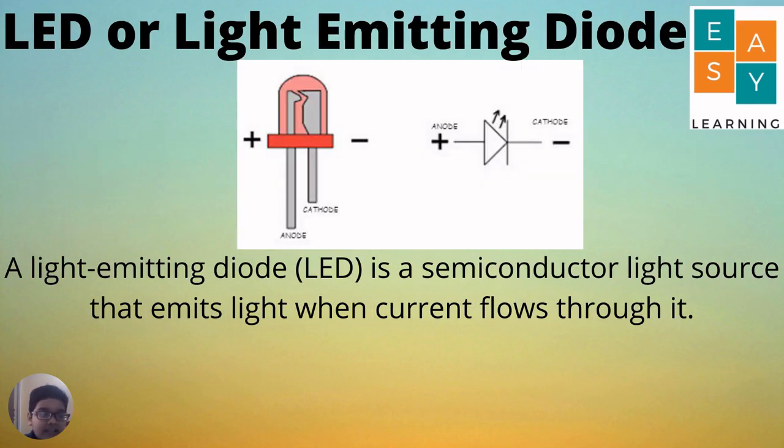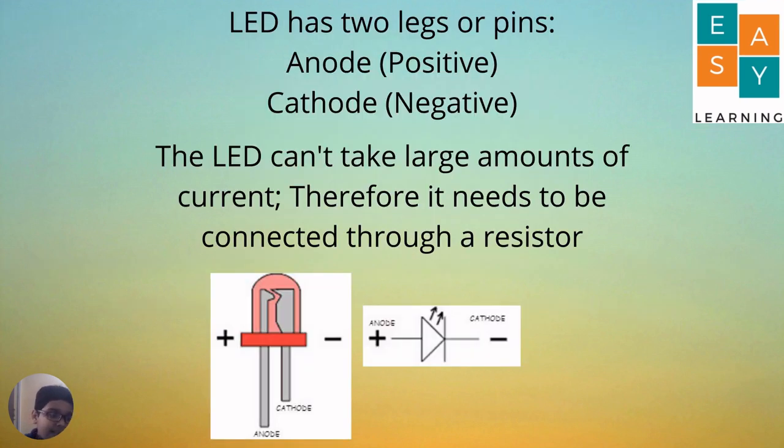LED, or light emitting diode. A light emitting diode is a semiconductor light source that emits light when current flows through it. It's used as an indicator, lamp, etc. An LED has two legs, the anode, the positive leg, and the cathode, the negative leg. The LED can't take large amounts of current, therefore it needs to be connected through a resistor. The schematic of the LED is given below.